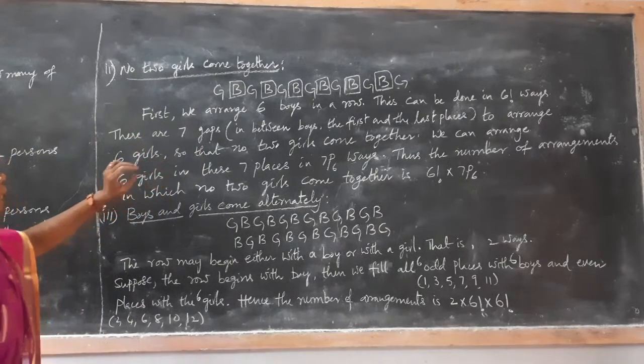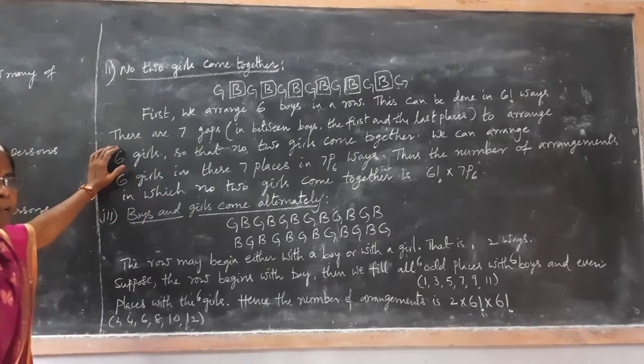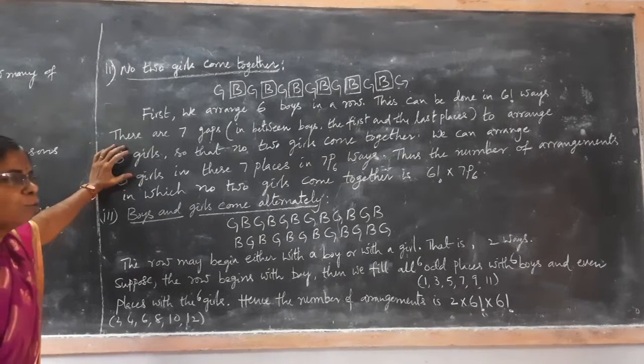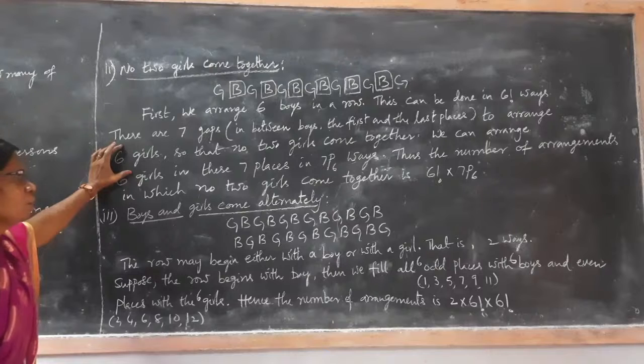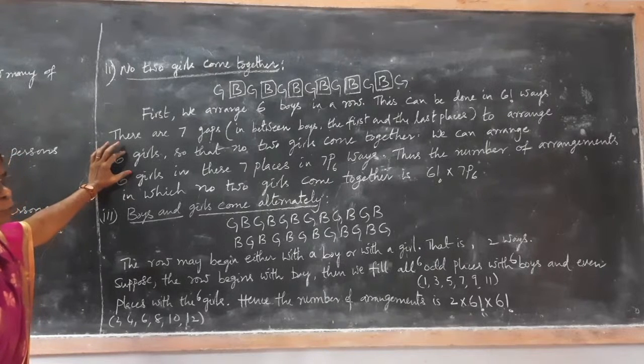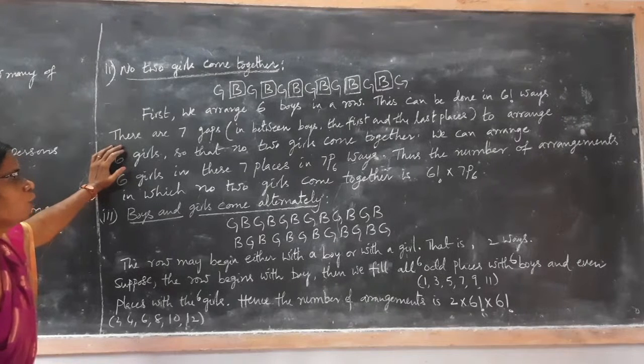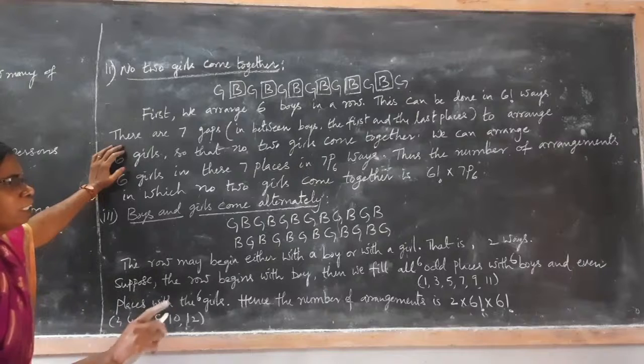So to arrange 6 girls, we have 7 places. There are 7 gaps, 7 places to arrange 6 girls so that no two girls come together. Now we have to arrange 6 girls in these 7 places. How do we arrange them in 7 places?